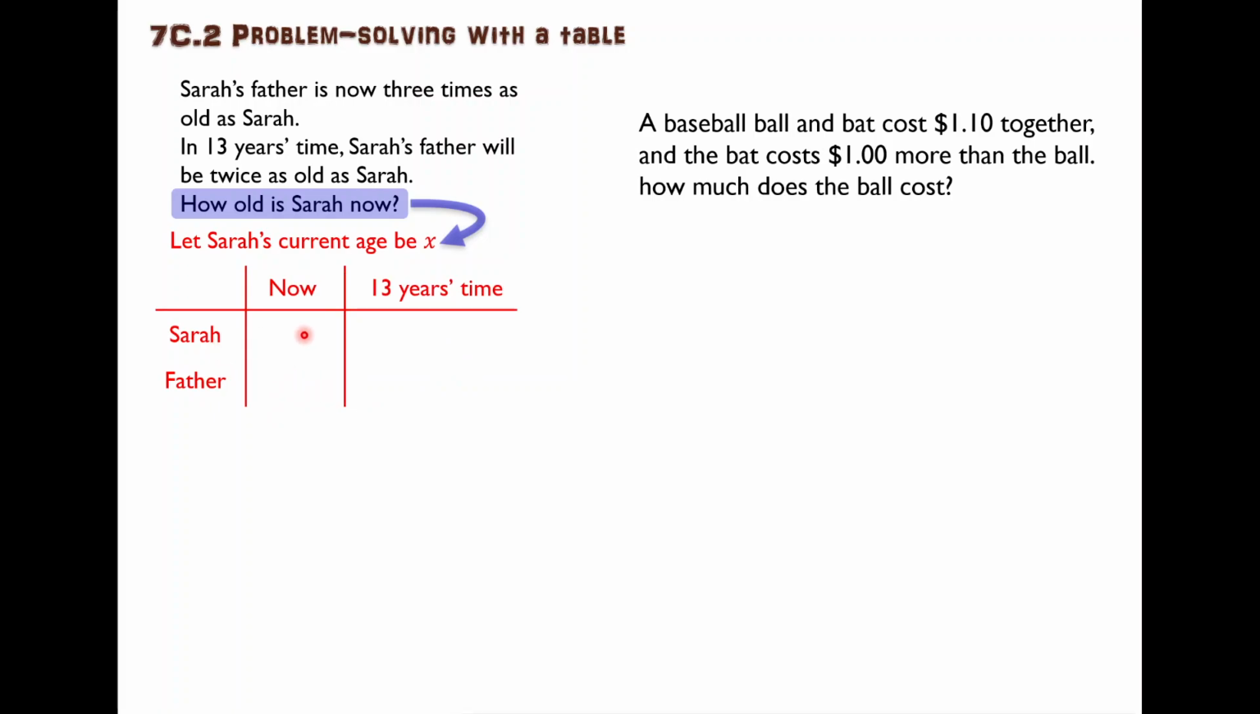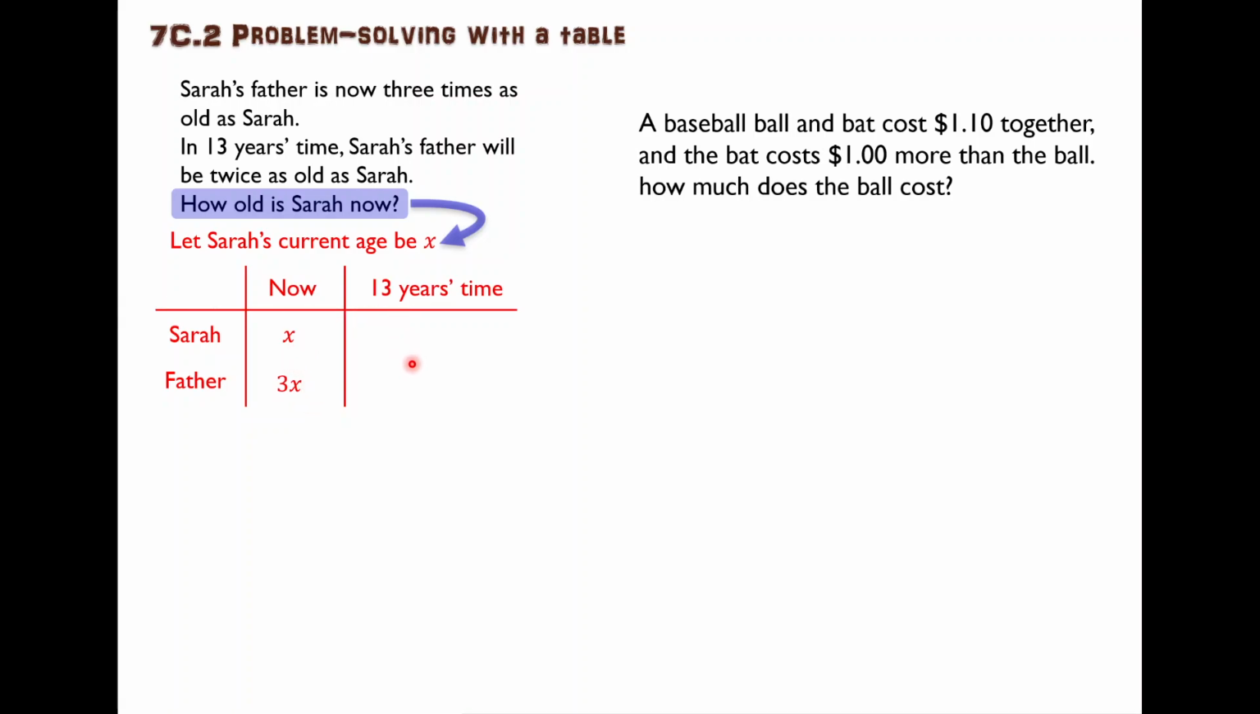Sarah's age right now, we've already got a variable for that. We called it x. Her father's age right now, we've got 2 statements here. The first one says her father is now 3 times as old as Sarah. So if Sarah is x years old, her father is 3 times x years old.